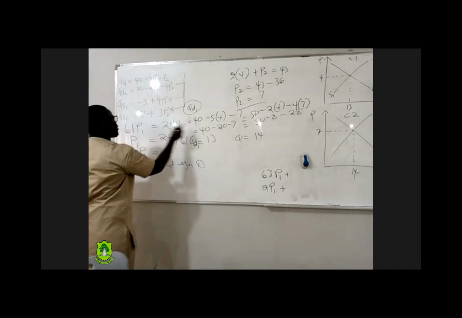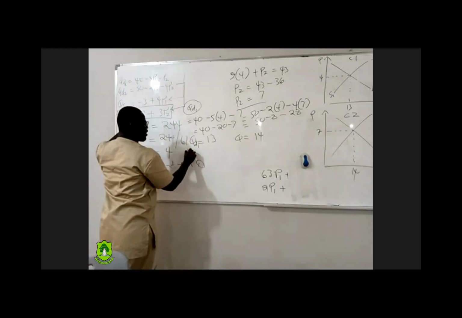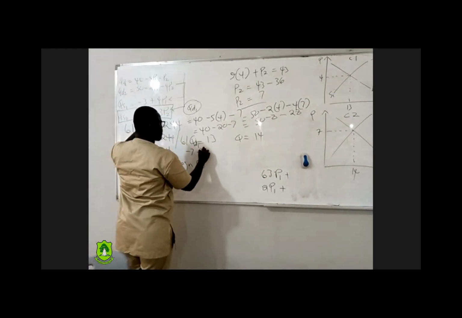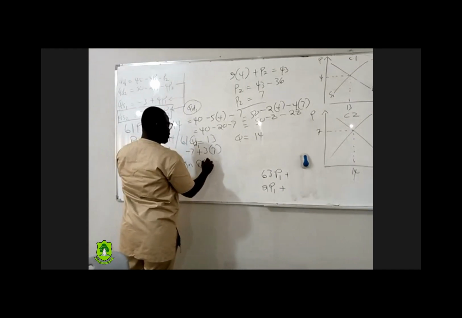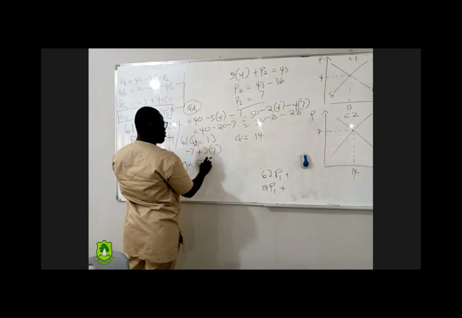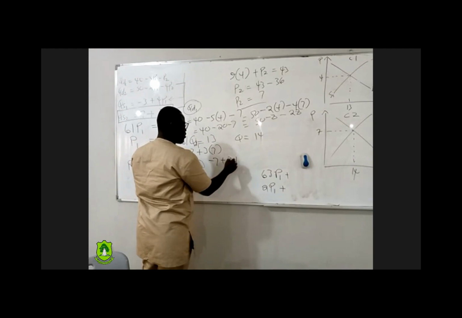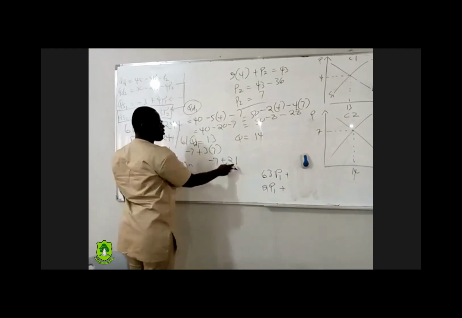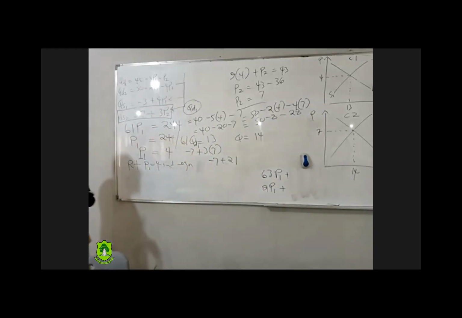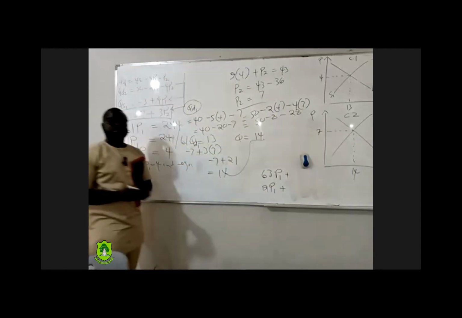If we put the equation here, quantity supplied, here will be what? Minus 7, is that not it? Plus 3 times 7. What will we get? Here will be minus 7 plus 21. Is that not it? So what will we get? You will get 14. You will get 14, which is the same as this one.